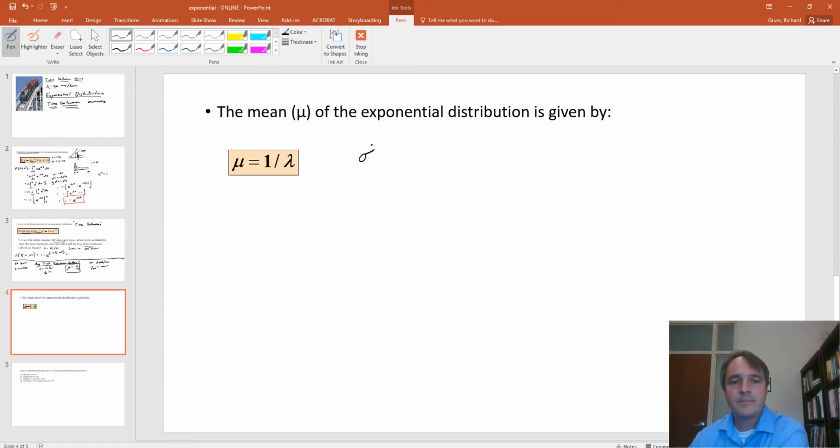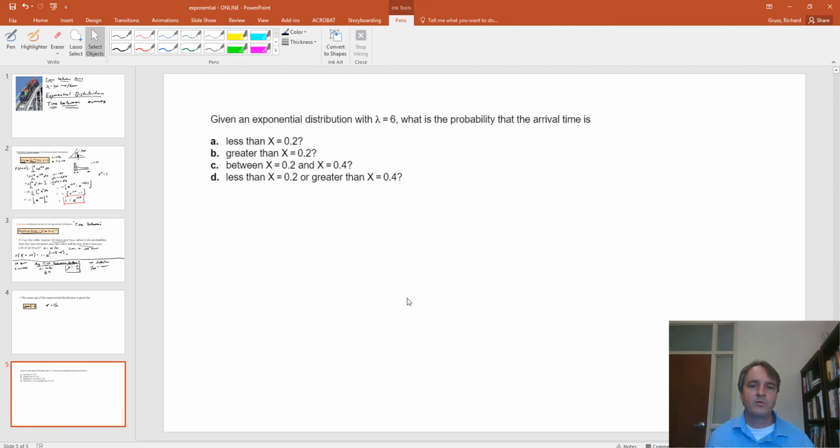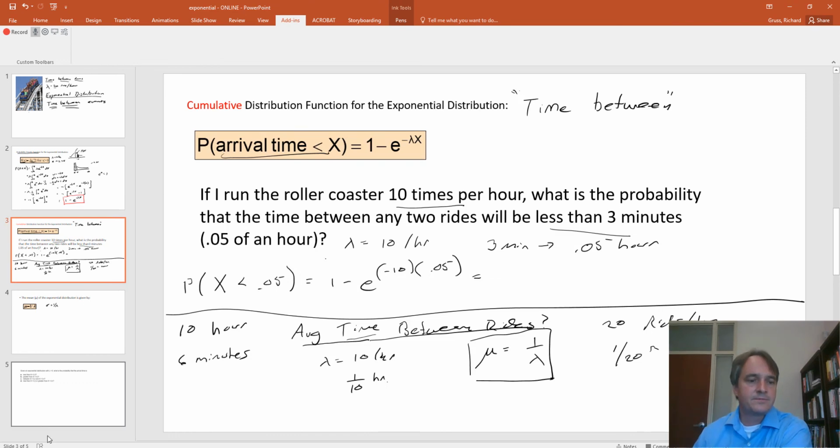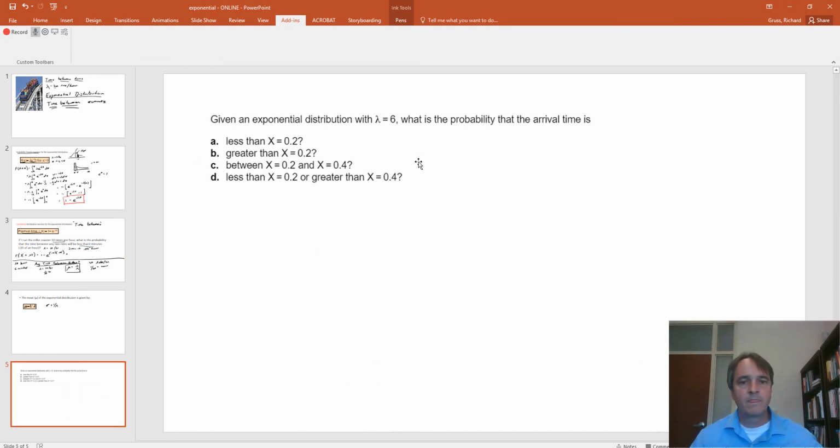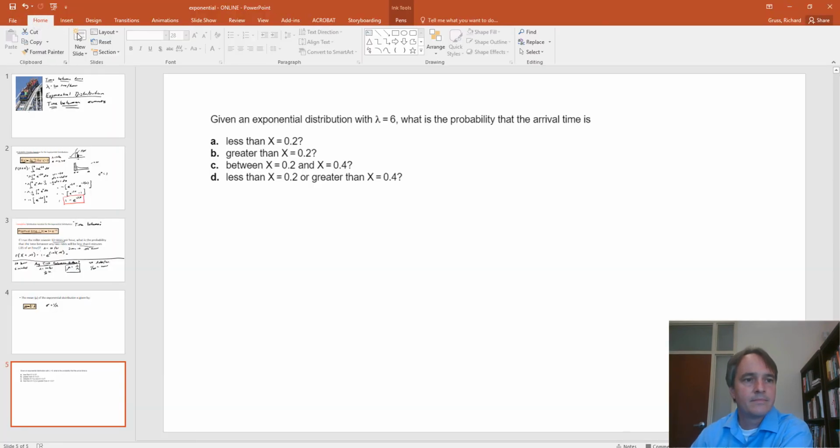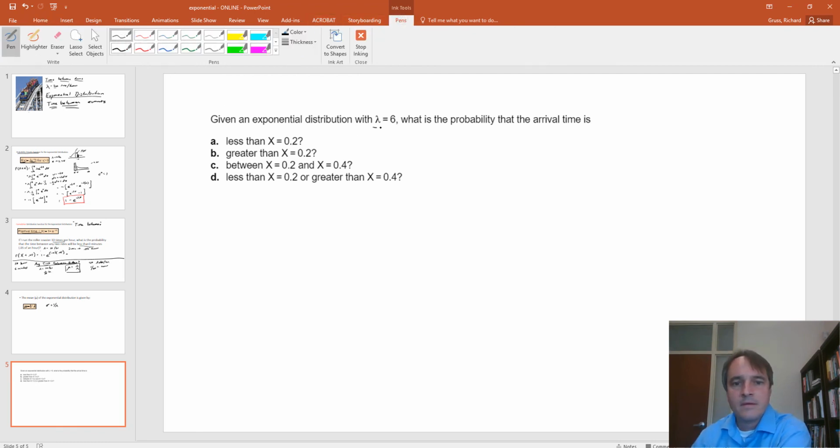And it turns out that the standard deviation of this is also 1/lambda. All right, well, let's go ahead and take a look at an actual problem from the homework and see if we can figure this out. Given an exponential distribution with lambda equals 6, what's the probability that the arrival time is less than 0.2?